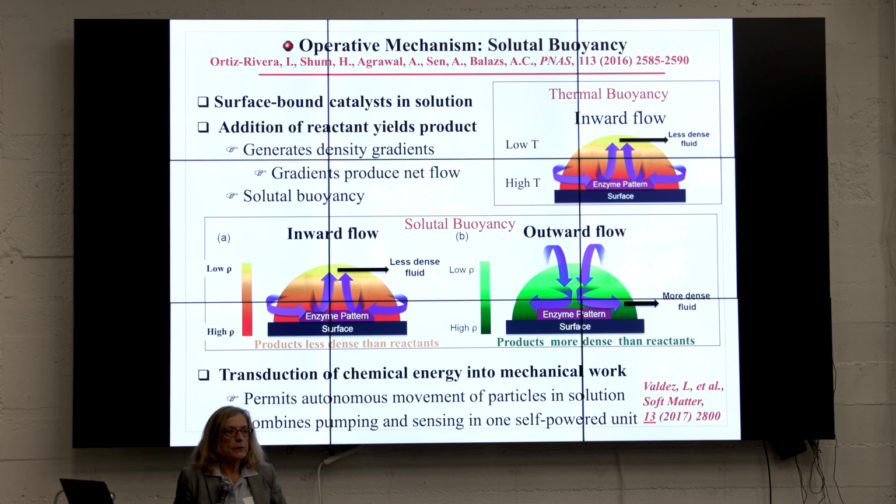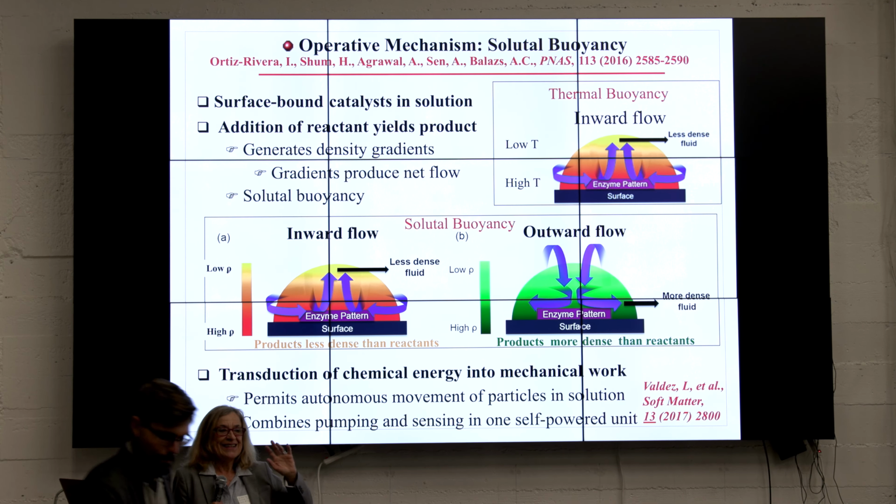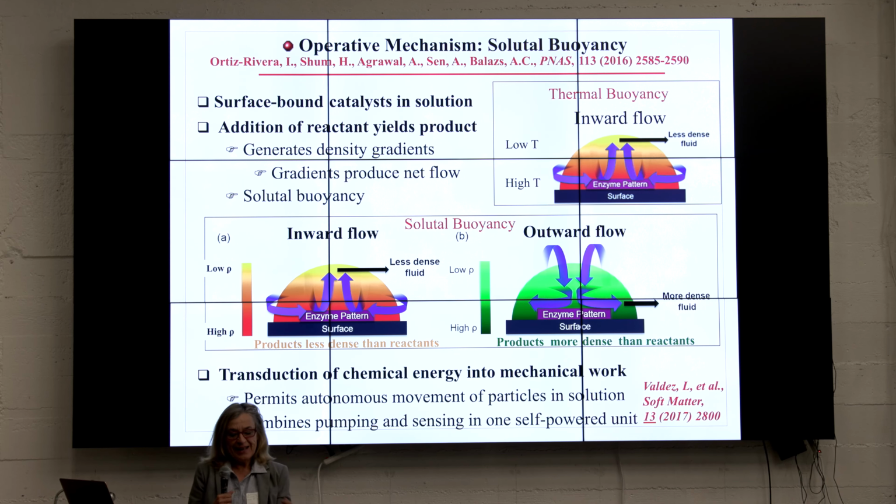And how many of you are familiar with Solutal buoyancy? Yeah, I didn't think so. But how many of you are familiar with thermal buoyancy? Okay, so thermal buoyancy, if you have water and you heat the bottom of a container that has the water in it, then the less dense portions of the fluid will rise upward. And if it's in a closed container, then it'll make these convective rolls. So this similar thing happens in Solutal buoyancy.